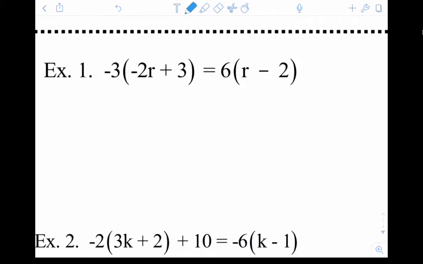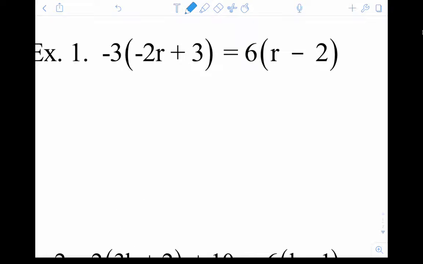Looking at example 1, this looks like just a regular problem. This looks like a multi-step equation that we've been working on. So let's go ahead and go through the steps. My first step is to distribute on both sides. So I'm going to distribute the -3. Make sure you distribute the negative to both parts of the parenthesis. So I'm going to distribute it to the -2r to get positive 6r. And then I'm also going to distribute the negative to that 3. You're always looking at the sign in front, so I have negative 3 times positive 3, which is negative 9.